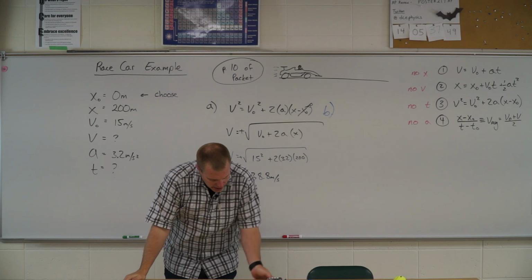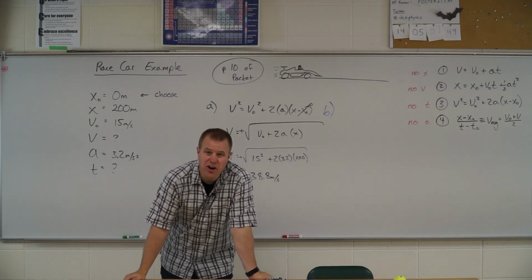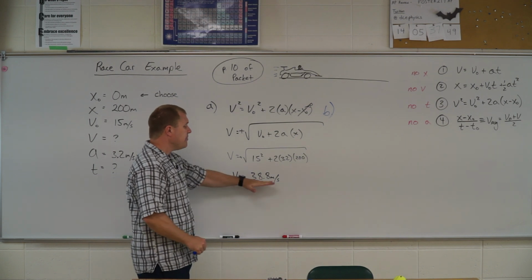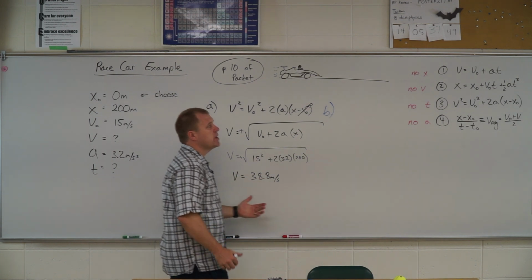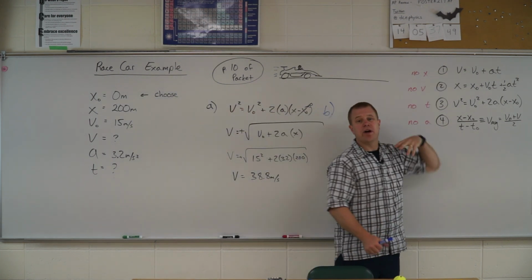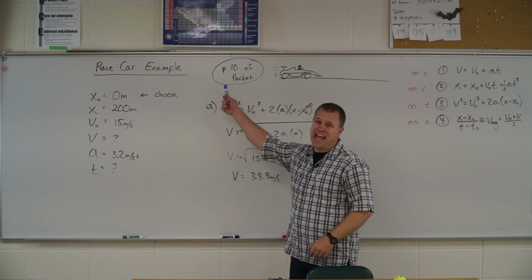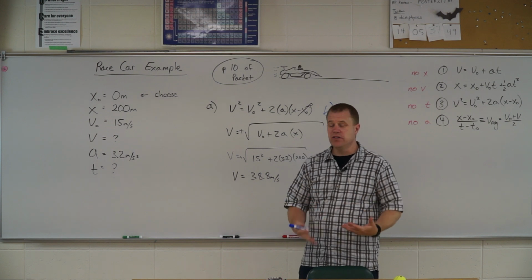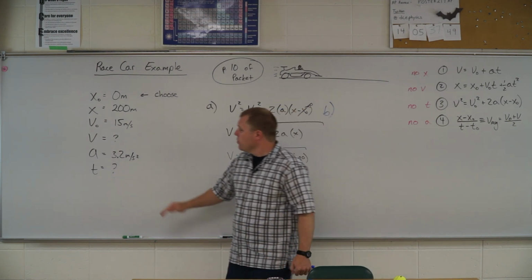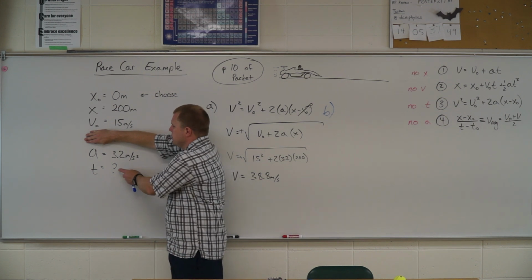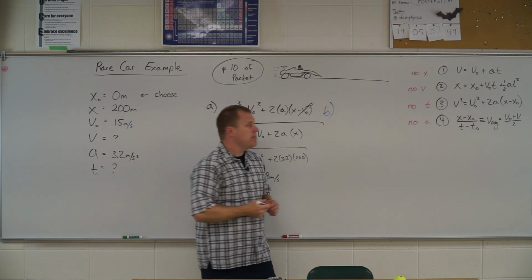Part B asks, how long does it take for the car to go that 200 meters? So now I'm trying to find time. Now, if I use this v, it's pretty easy. I can just use equation number 1 and solve for t. But let's say we hadn't done part A first. What would we do? We have this set up and we don't know v, we're not trying to find v, we're trying to find t. So I'll pick an equation without v final.